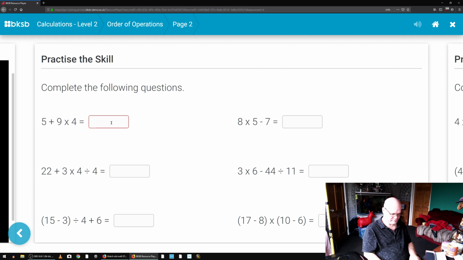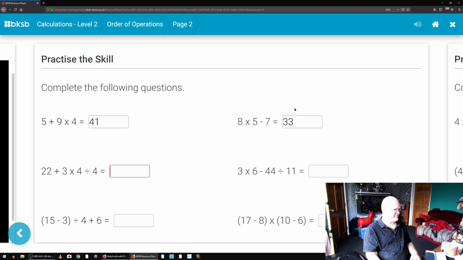Right. So let's see if we got that right. 5 plus 36 is 41. Right, the next one, 8 times 5 minus 7. So we have to do that 8 times 5, which is 40, minus the 7, and makes 33.